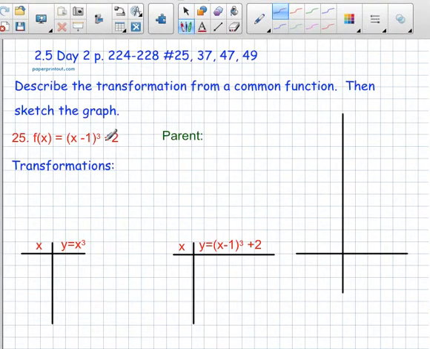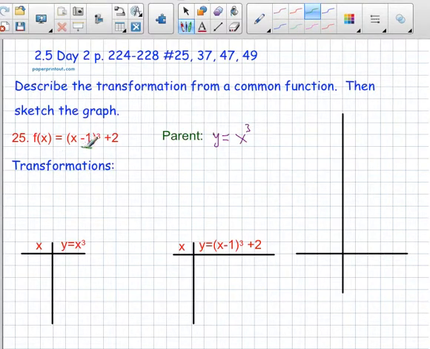We're going to look at this equation and try to identify the parent function. The parent function is y equals x cubed. That's our parent function. And then we're going to identify the various transformations that we see in the equation.